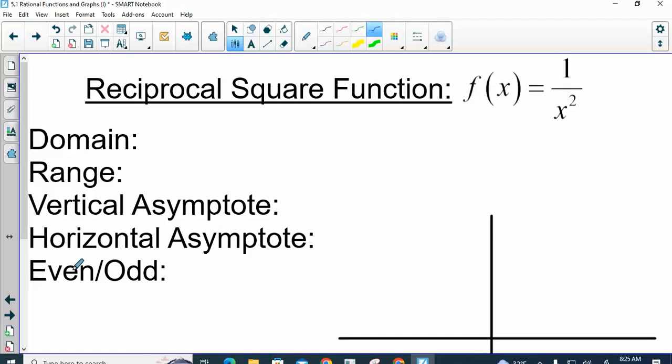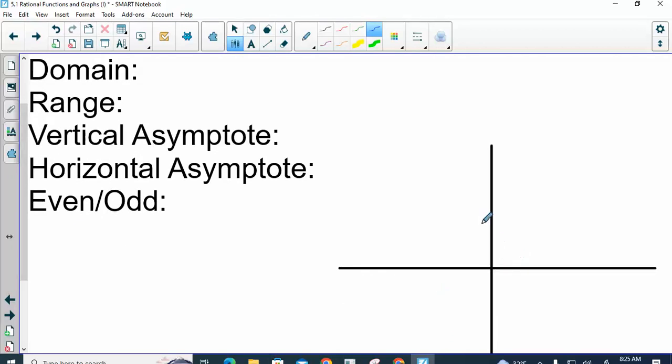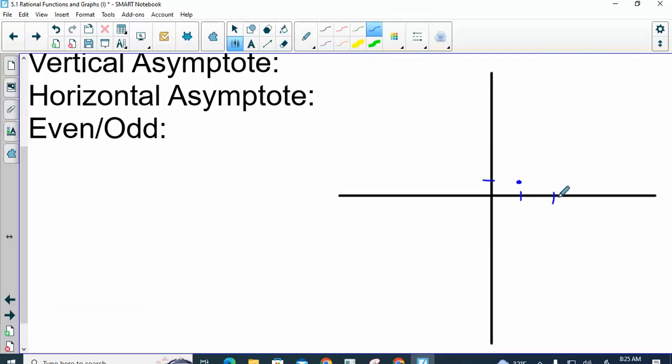Let's see what this graph looks like. If I put in a 1, 1 over 1 squared. If I put in a 2, 1 over 2 squared. If I put in a half, 1 over 1/2 squared, which is 1 over 1/4, which is 4. So, will I ever get 0? Can I plug in 0? So we're still getting a similar graph, it's just a little steeper. Same asymptotes there.